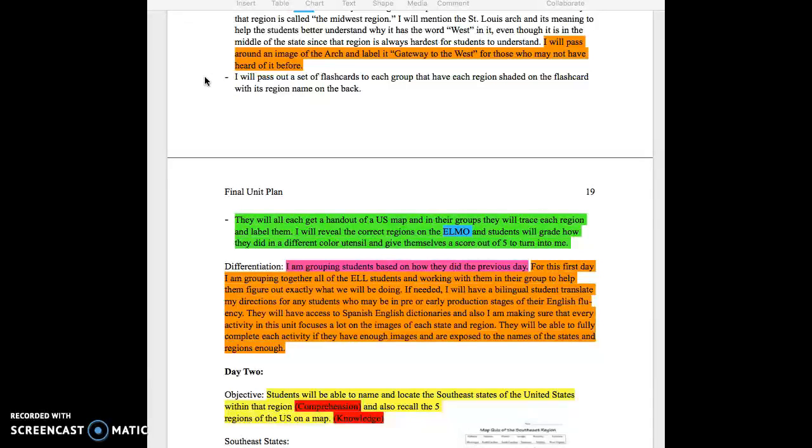Each group that's paired together is going to be getting a set of flashcards of the regions, and they're going to be going over them and practicing them. After that, they're going to be looking at an Elmo, and they're going to be getting a handout of the US map, and they themselves are going to be tracing it. That's going to be the assessment for the end of the day, just so I can see how well the lesson went for the day.